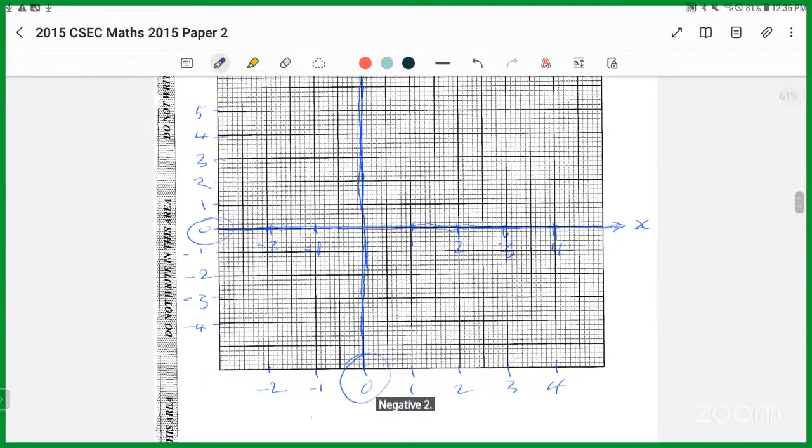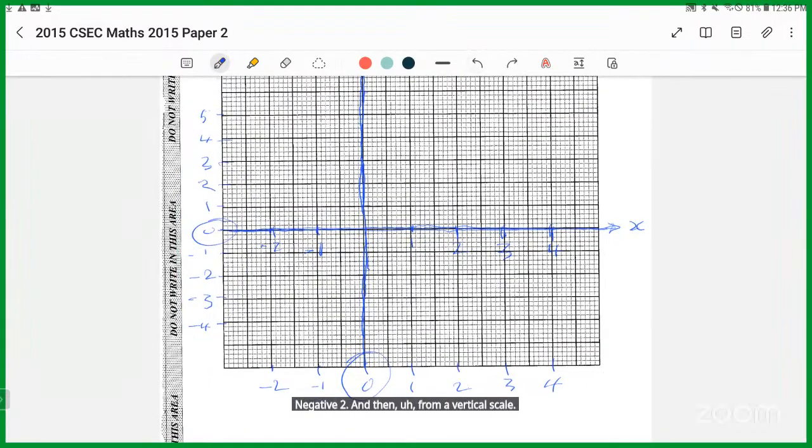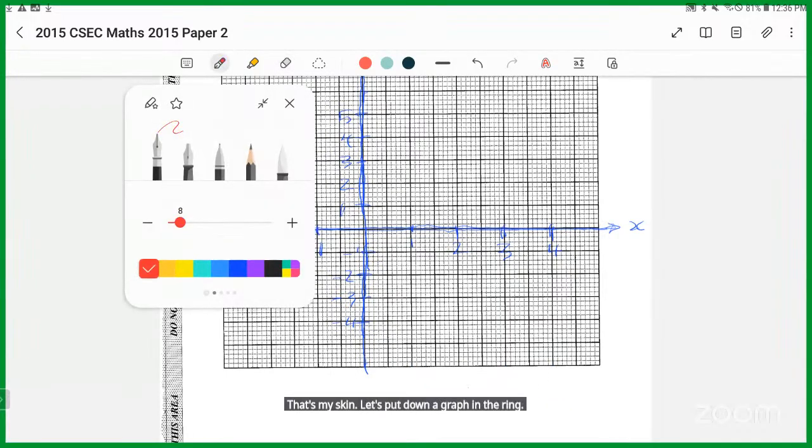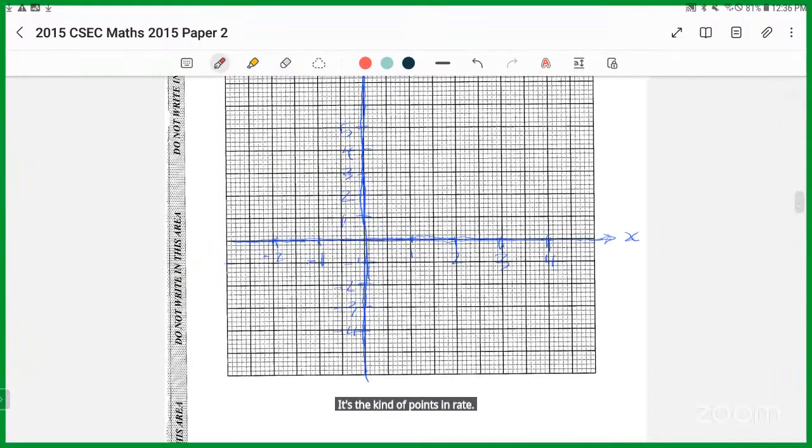And now on the vertical scale, every centimeter is 1. So it's 1, 2, 3, 4, 5. That's the highest point. Then negative 1, negative 2, negative 3, negative 4. Let me take these out now. That's my scale. Let's put on the points in red. That's my x and my y-axis.